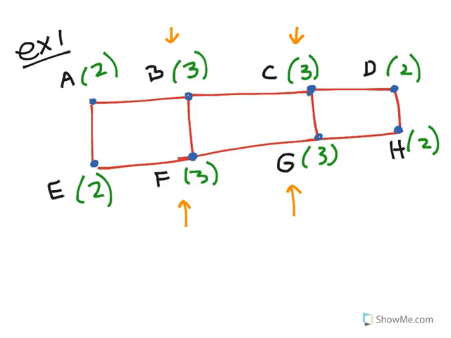I'm going to have to add edges to connect these vertices and make them even. For example, if I add an edge here connecting B and C, I've changed the degree from 3 to 4 on both of those vertices. I can do the same thing over here on F and G, thereby changing each of their degrees from 3 to 4.